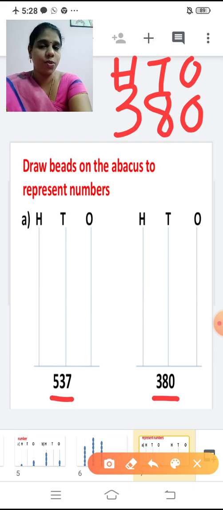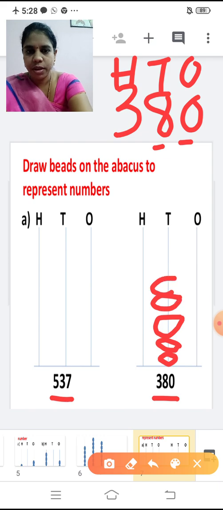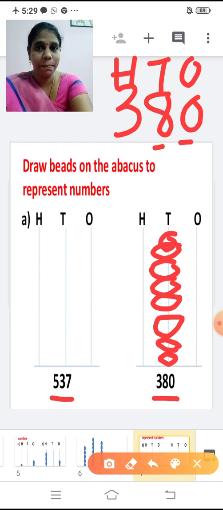What number is there in the ones place? 0. So no need to draw any bead in the ones place. What number is there in the tens place? 8. So you're going to draw 8 beads in the tens place. Shall we draw 8 now? 8 beads. 1, 2, 3, 4, 5, 6, 7, 8. So I have drawn 8 beads in the tens place now.